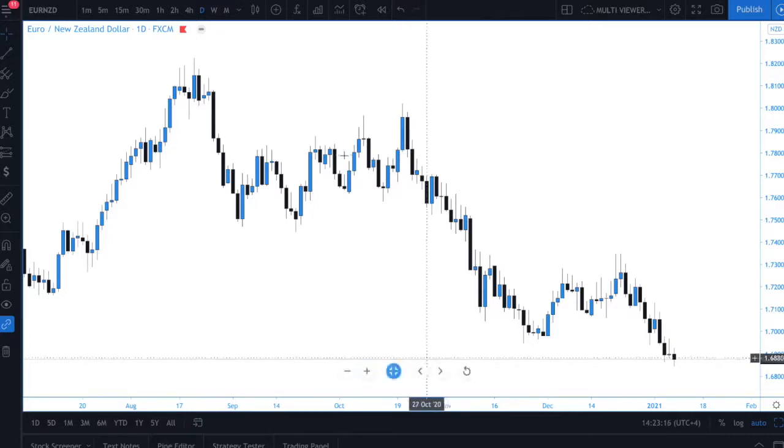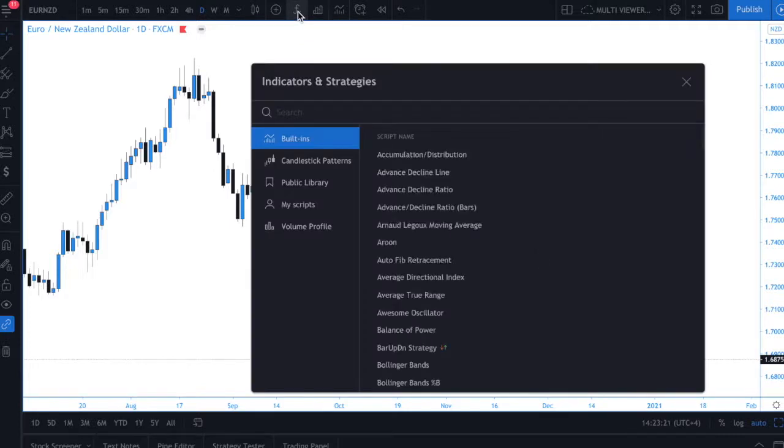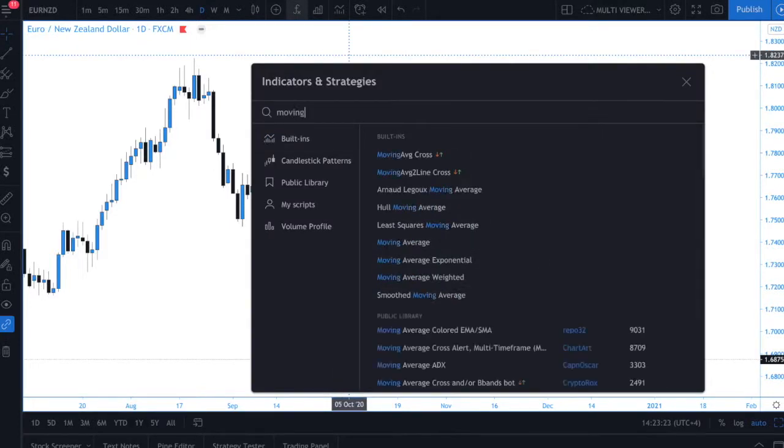What we need to do is click on the indicator button we've got up here, and if we just type moving average, or just type moving, you have the option of moving average exponential. Now there are a few different settings that we can use, and what we're going to show you today is the ones that we use on a regular basis. If we just click this, we want to click it 4 times.